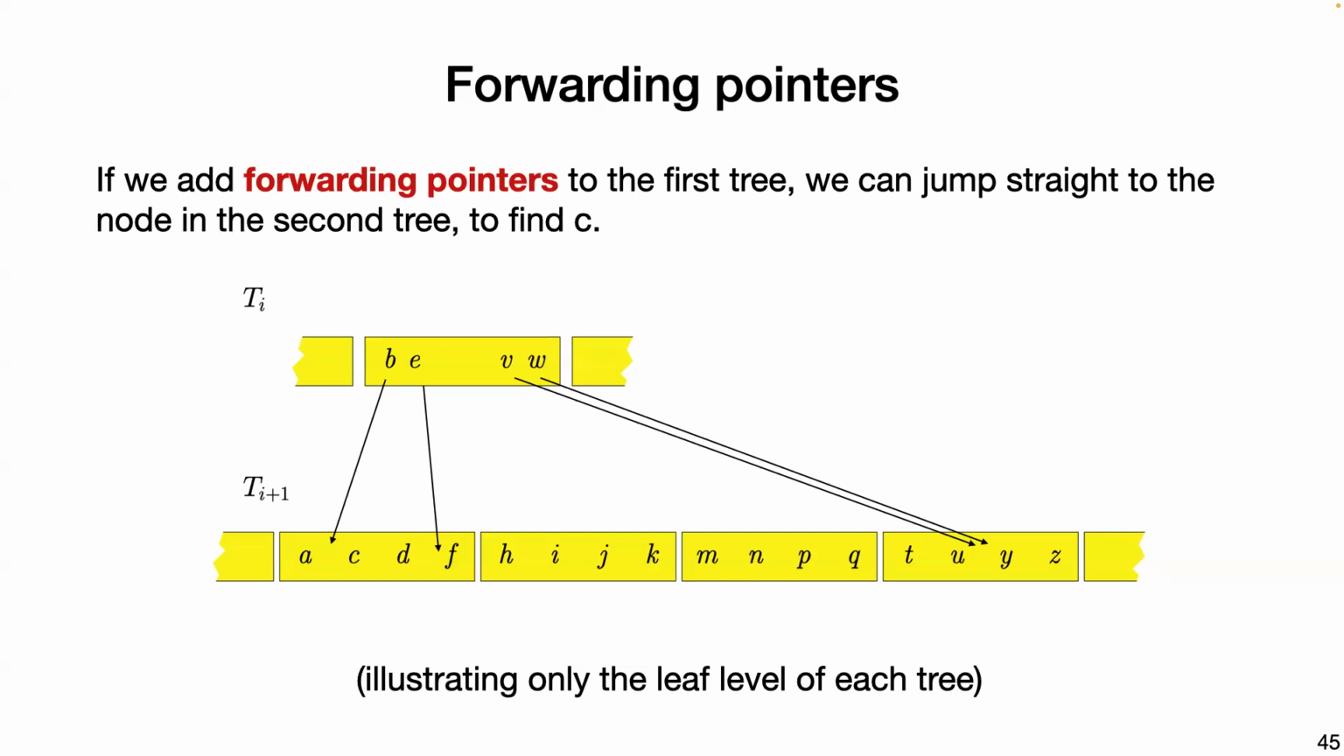So B's pointer goes here between A and C, and we would search and find B here, and then follow this pointer to C. So ideally we would get closer to where we have to be.